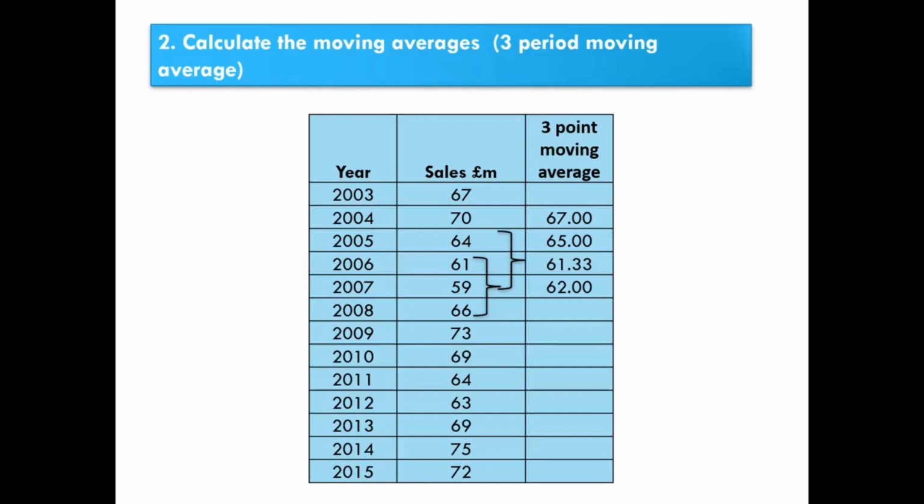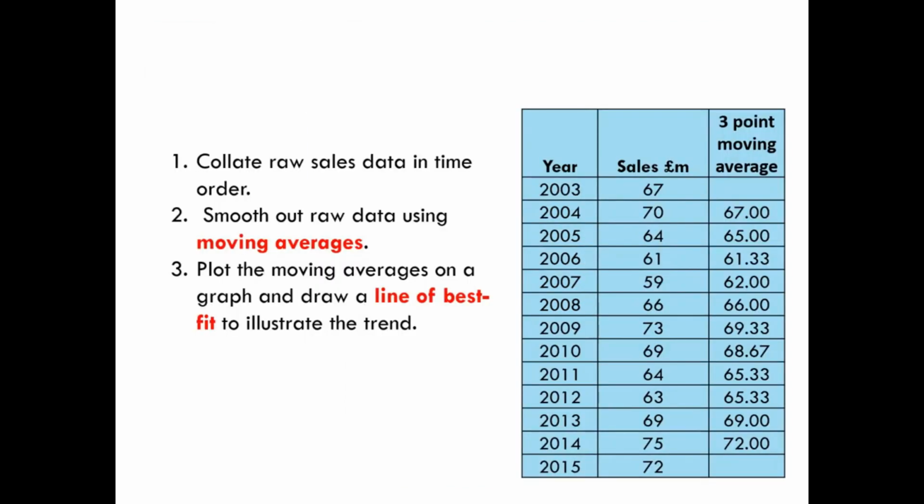So I've calculated my moving averages, and I can see here I've moved it on to the next one. So I've got my 3-point moving average line continuing. So I've done the first 2 steps here. I've collected my raw sales data, and now I've smoothed it out by calculating these 3-point moving averages. The next step, step 3, is to plot the moving averages on a graph and draw a line of best fit to illustrate the trend.